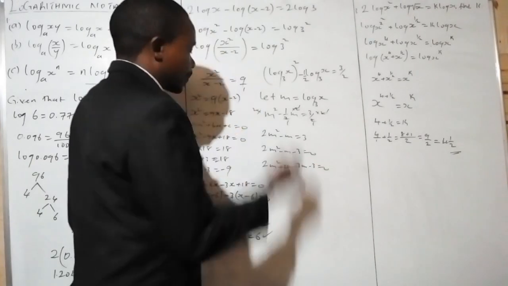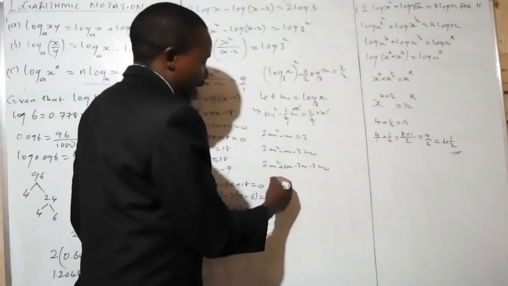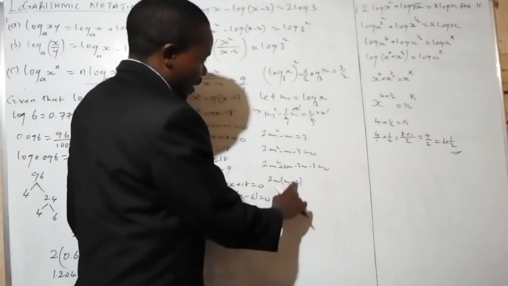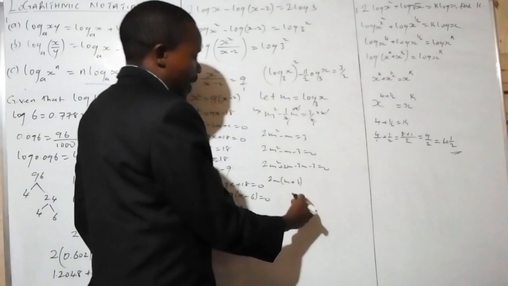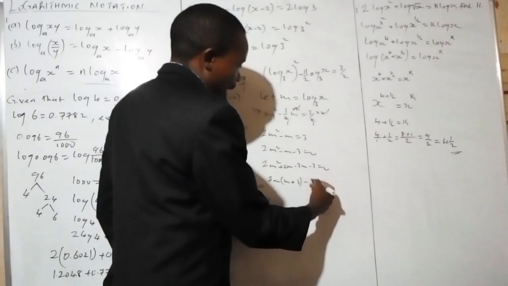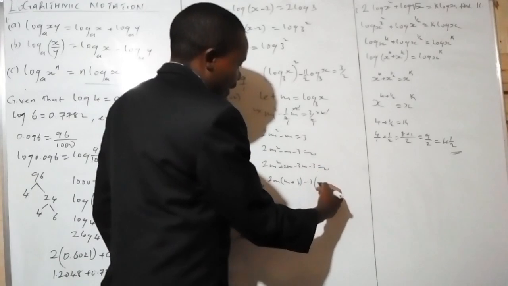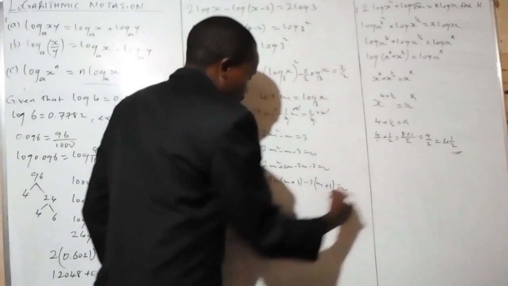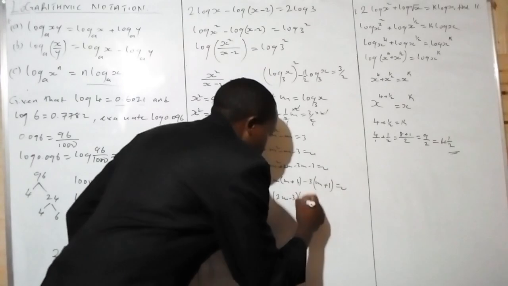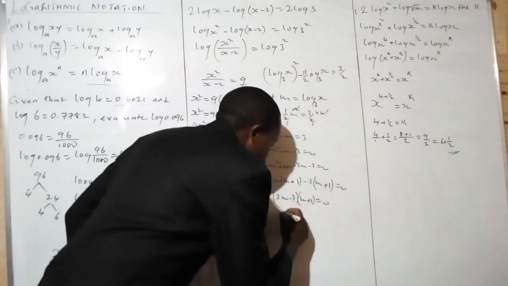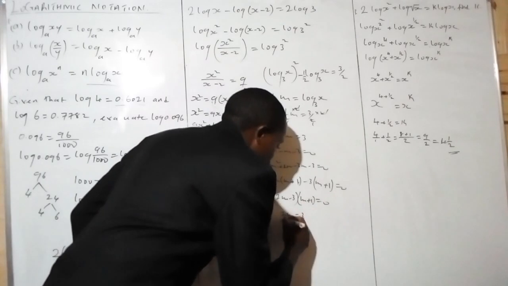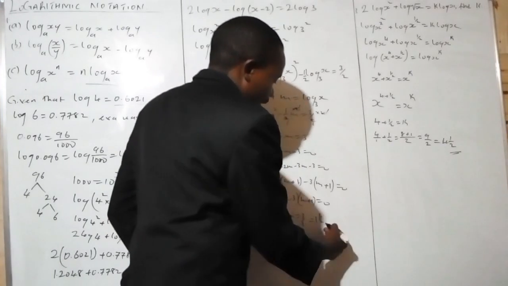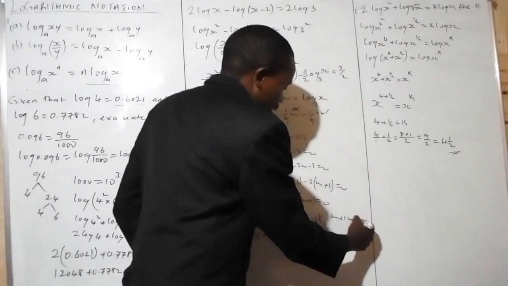Then the GCD of 2m squared and 2m is 2m, and 2m divided by 2m is 1, so m plus 1. Then for negative 3m minus 3, the GCD is negative 3: 3m divided by negative 3 is m, and 3 divided by 3 is 1, so m plus 1 is equal to 0. So 2m minus 3 times m plus 1 is equal to 0. 2m is equal to 3, so m is 3 over 2, or 1 and a half in terms of proper fraction. m plus 1 is equal to 0, so m is equal to negative 1.